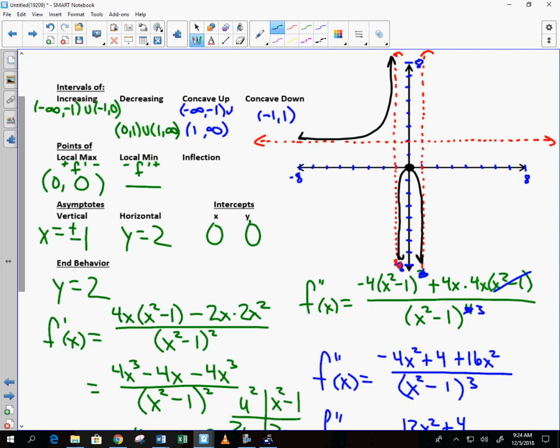Well, it says it's increasing from negative infinity to negative 1. So increase would be like that. If it was below, it would be decreasing, right? Furthermore, it says it's concave up, so it's holding water. So concave up from negative infinity to negative 1.